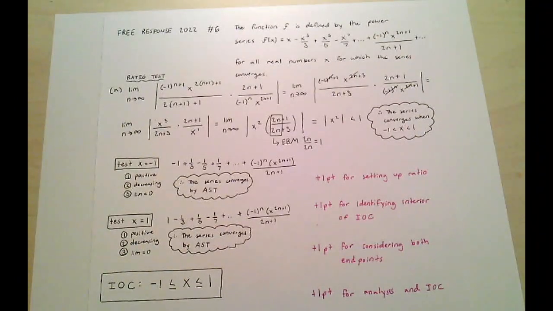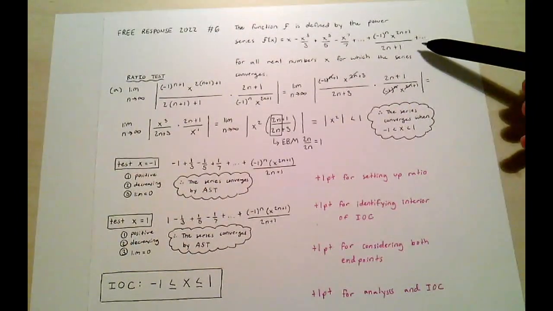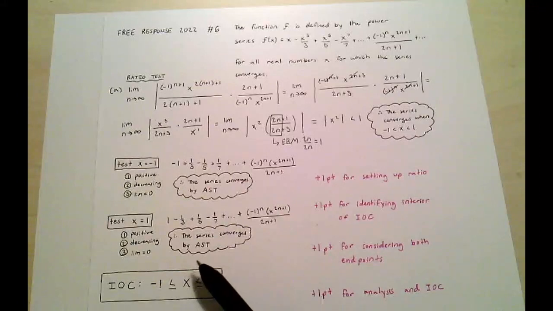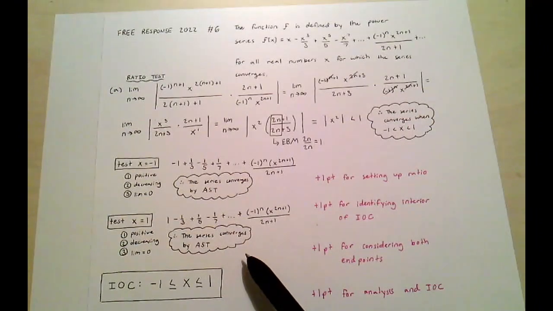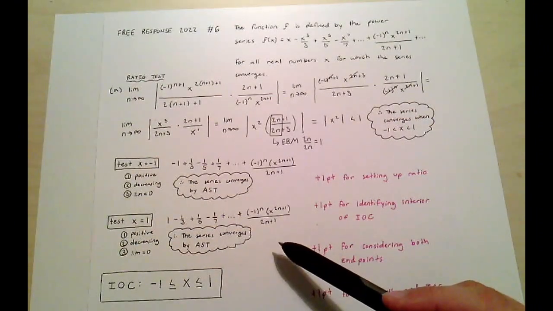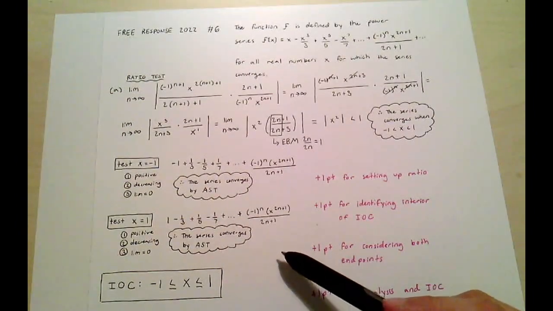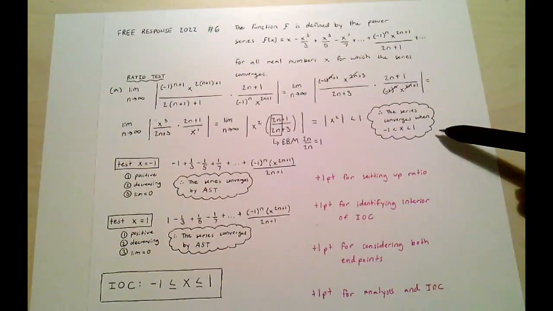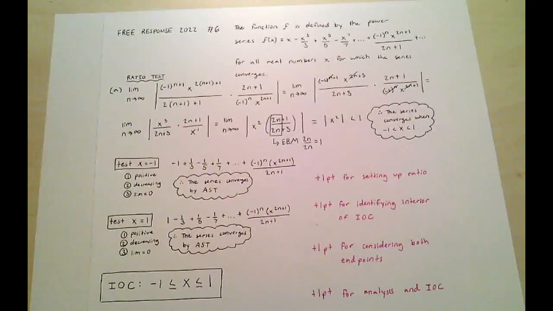Now I'm going to test x equals positive 1, and I'm going to plug in positive 1 into f of x up here. So you have 1 minus 1/3 plus 1/5 minus 1/7, and so on and so forth. Using alternating series test, you can see it's positive, decreasing, and the limit equals 0. Therefore, the series converges. This means that positive 1 is also included in the interval. Therefore, the interval of convergence is negative 1 to positive 1.